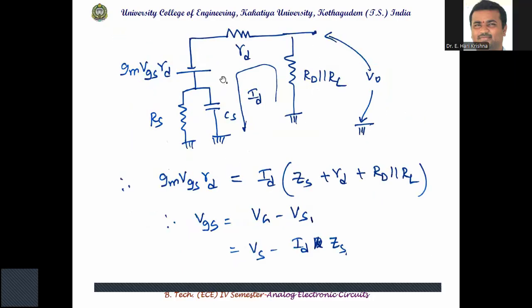So gm VGS rd in series with RD resistor, taking output across the load resistor. Assuming the current flowing through this circuit is ID, taking the equation, total voltage is gm VGS into rd. Current flowing through the circuit is ID. ID into this, I am taking the parallel combination of RS and CS as ZS, plus rd plus RD parallel RL.